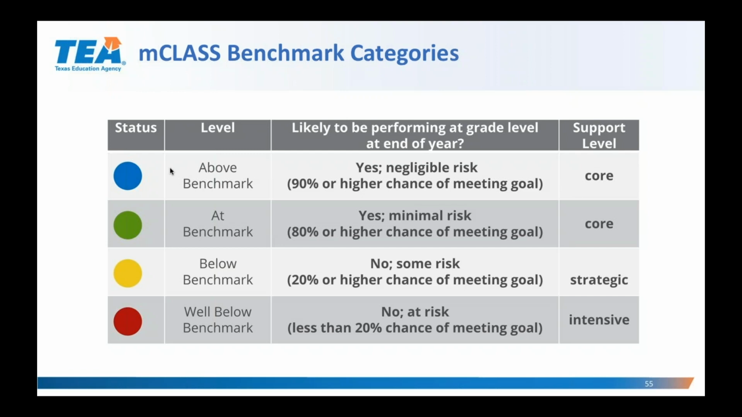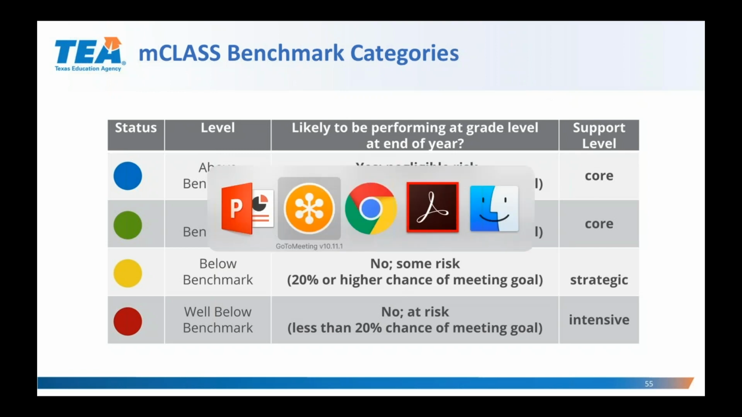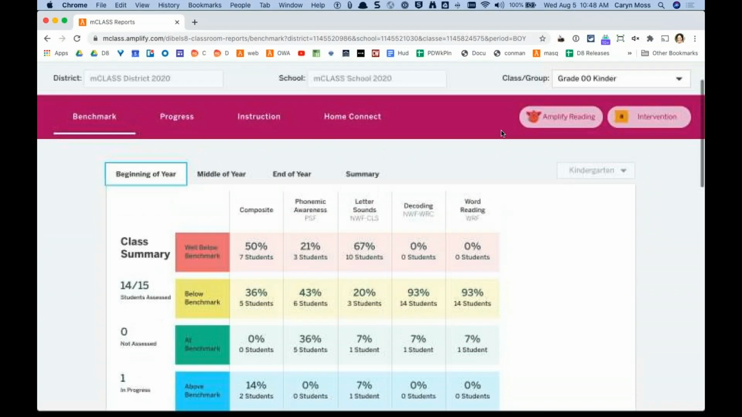So a student who is scoring above benchmark has a 90% or higher chance of meeting a goal at the grade level at the end of the year. If a student is green or at benchmark, they have an 80% or higher chance of meeting that proficiency at the end of the year. And then for yellow and red, you can see that those chances really decrease. And of course, those are the students that we are most concerned about and want to make sure that we intervene. So let me jump over to our platform.